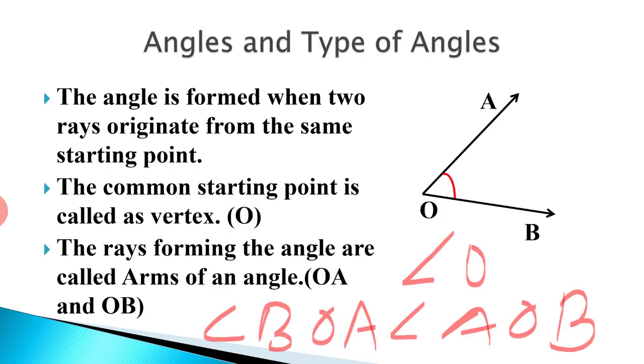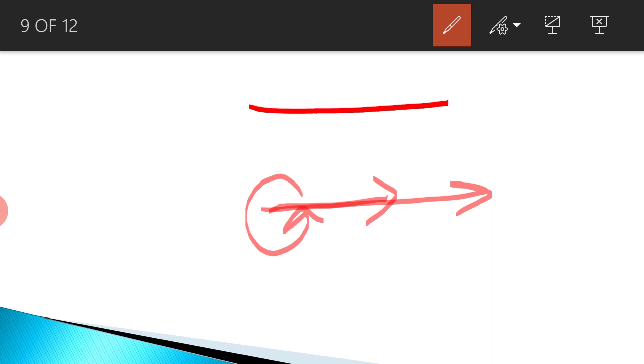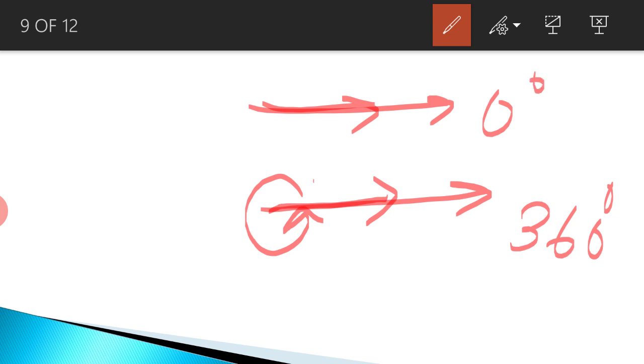Now how will you indicate a 360 angle? Let me draw the figure. So here you will find, if you want to show the complete angle, then it will be shown like this. So 0 degree, there is no movement. 360 degree, complete rotation. So this is representing the complete angle, that is 360 degree, and this is representing 0 degree. I hope you have understood the types of angles very well, because we are going to use these concepts in understanding further concepts.